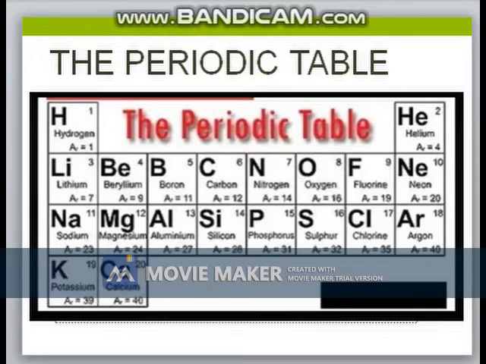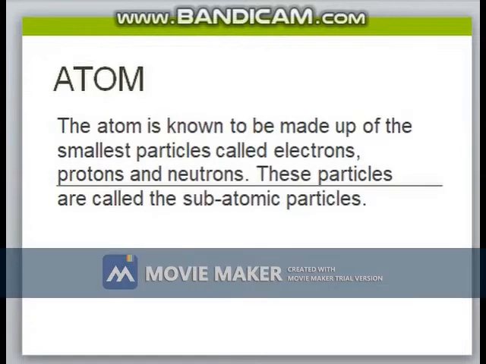So we come back to look at what the atom is. We are going to delve deeper into the structure of the atom. Per what we know, the atom is made of the smallest particles called electrons, protons, and neutrons. These particles are called subatomic particles.